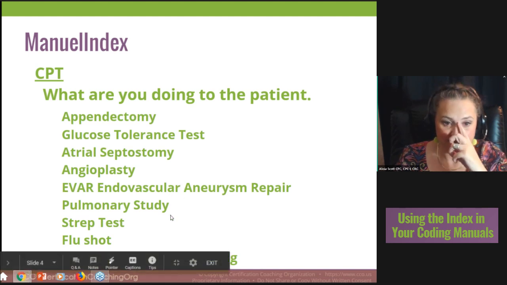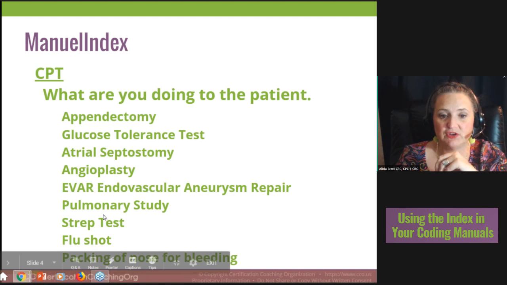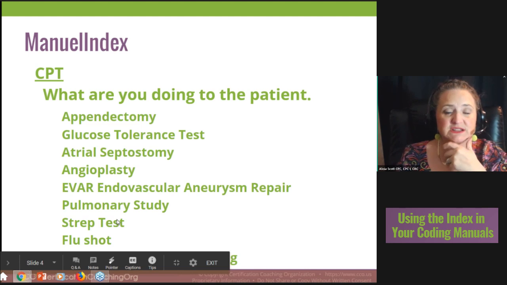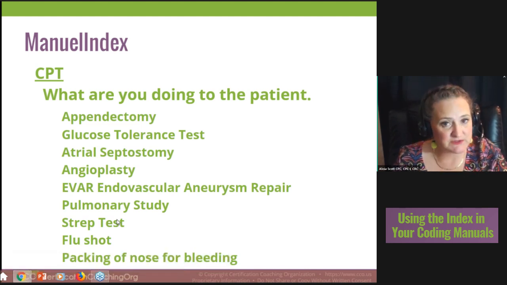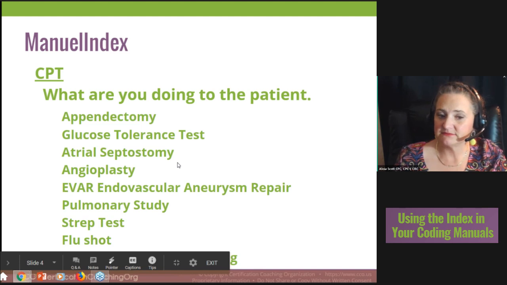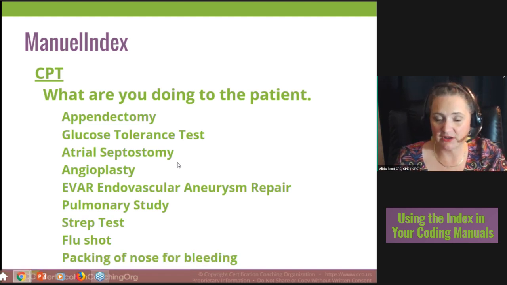A pulmonary study is actually under study, but you have to know it's a lung study. It's to do with the air. Strep test, same thing, go into test, just like a glucose tolerance test. Strep tests are very, very common, and there's more than one type of strep test, so it's important that you get the code for the proper strep test. Flu shot, you're not going to look up shot, and you're not going to look up flu, because what is a shot? It's an injection. So the key word is injection. Okay, and then you're going to break it down from that.